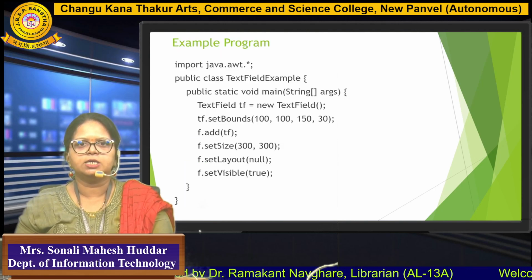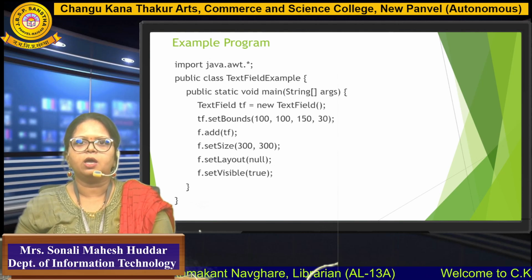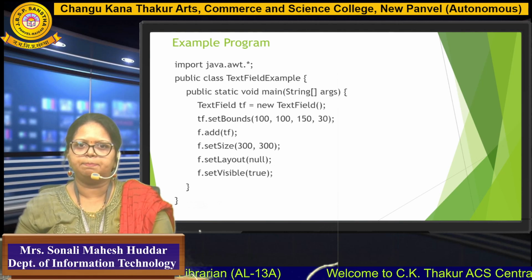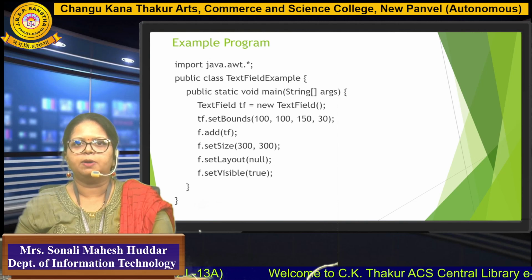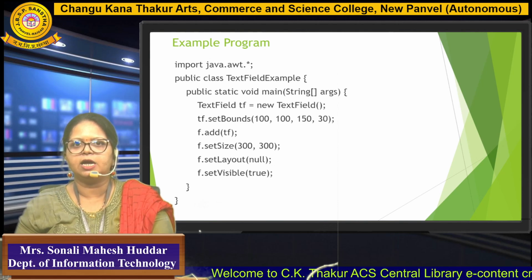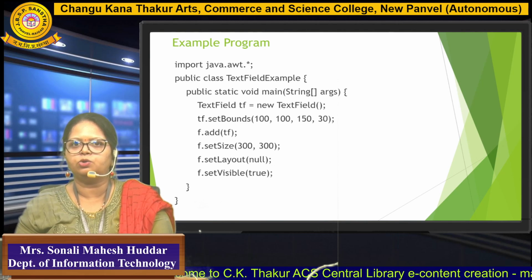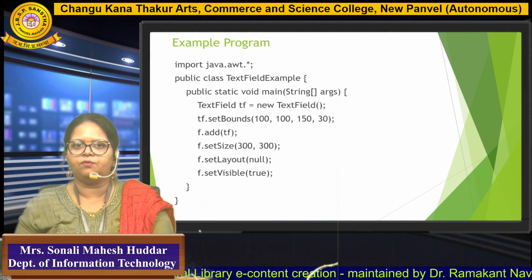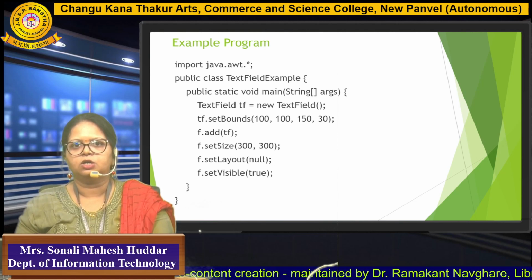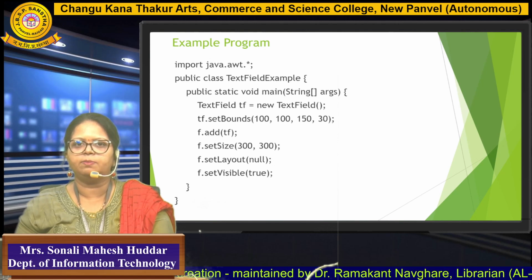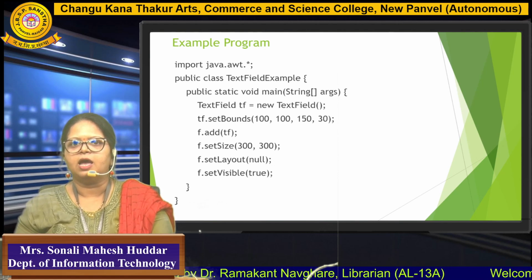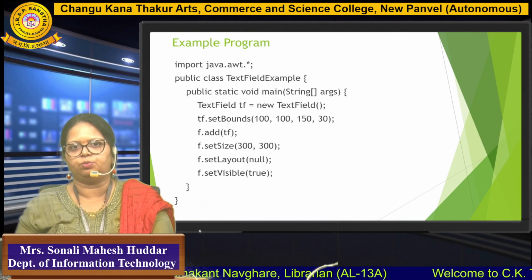Now just consider the example program. Here you are importing the AWT package. Then you are writing the Java class TextFieldExample. Then you are writing the main method, public static void main(String args[]). Under that you are creating TextField tf is equal to new TextField. tf.setBounds(100, 100, 150, 30). f.add(tf), f.setSize(300, 300), which is the size of your frame. Then you are setting the layout, which is null, and f.setVisible(true).